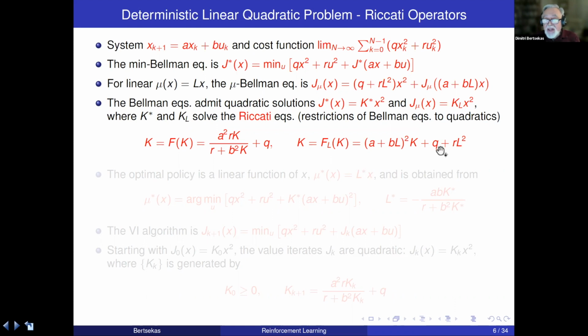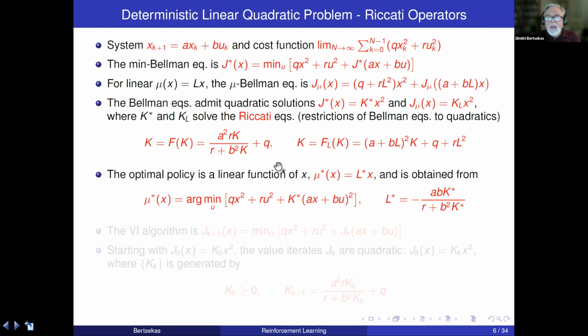Notice that this is linear in K, whereas this is quadratic in K, non-linear. This one is linear in K. That's not going to be an important fact in what follows. Now, if you minimize it here in the Bellman equation and you do all the calculations, you obtain the optimal policy as a linear function, with an L star coefficient that characterizes the optimal policy. And from this minimization, it is obtained in this form with L star given by this formula here.